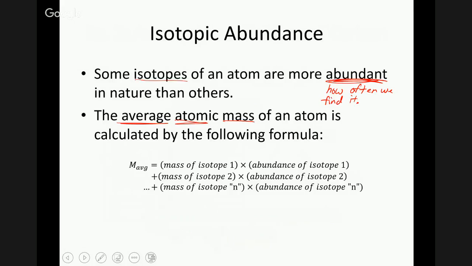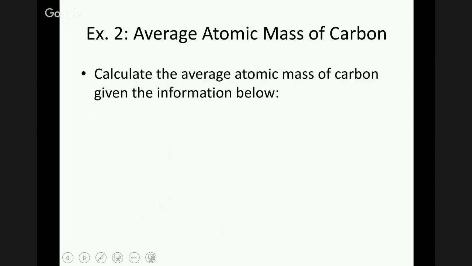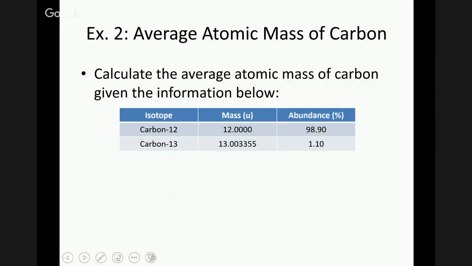So this is all kind of theoretical, and it can be a bit confusing. The last thing we're going to do together here is one example, and then I'll give you some homework to practice this, and we'll take that up tomorrow. So we want to calculate the average atomic mass of carbon given a little chart.